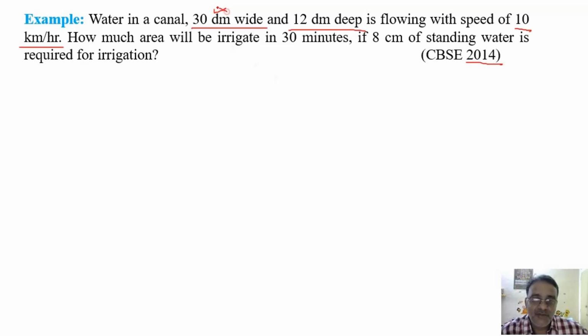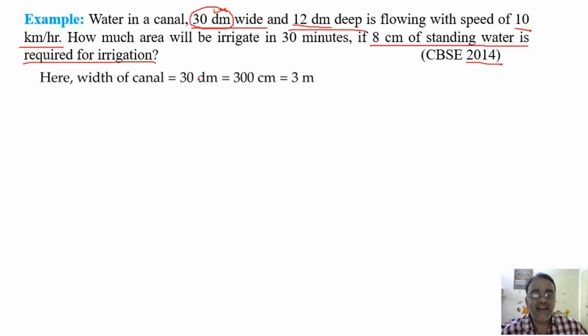So to convert it into meter, what do we have to do? We have to divide it by 10. Here also we have to divide it by 10. Or you can convert it into centimeter and then divide by 100. Fine. How much area will be irrigated in 30 minutes if 8 centimeter of standing water is required for irrigation? Now this is very similar to our textbook question, but the numbers are different. 30 decimeter is given. The question is just like the textbook one.